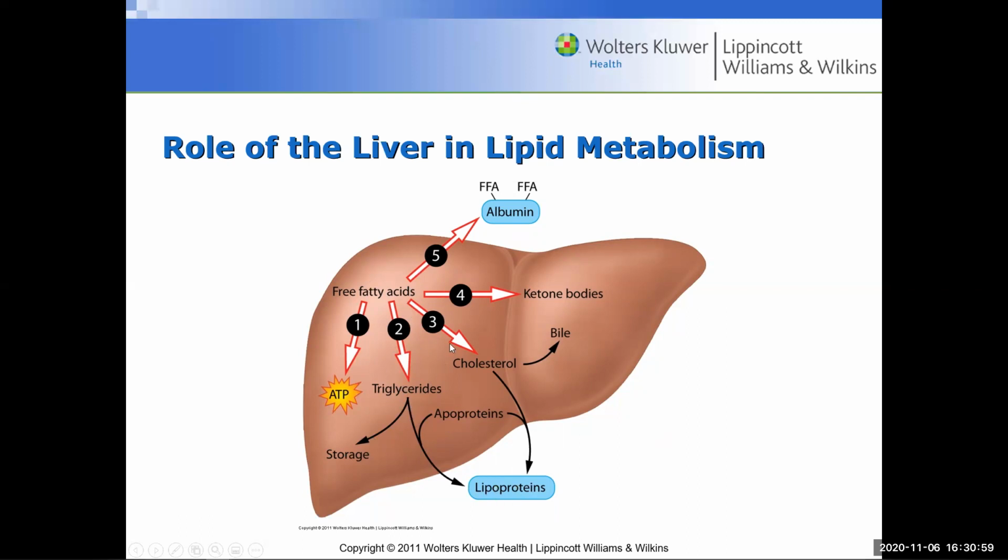Additionally, free fatty acids, which are formed by the liver, could be converted into cholesterol, and this cholesterol is critical for the formation of bile, or they could combine with apoproteins to give lipoproteins. In addition, ketone bodies, very important in terms of their critical role in the body itself, are also produced within the liver, and they do have a key role.